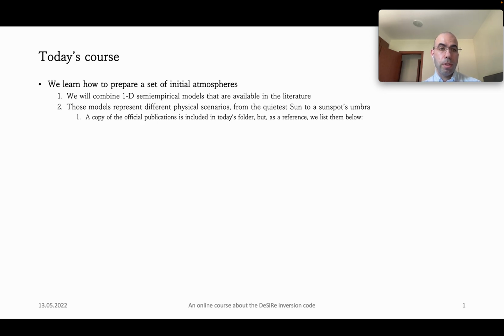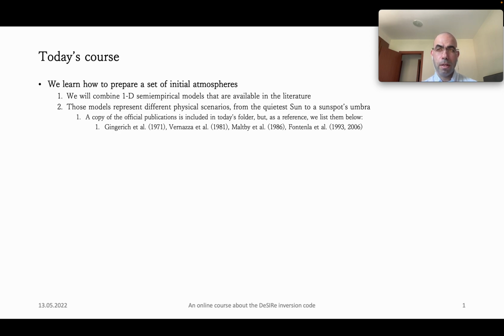Okay, so that's a copy of the official publications that we are going to use in today's folder, but as a reference I put them below. It's the HSRA atmosphere from 1971, so it's an old one, but I think it's a very good one. Then there's the Val-C model from Vernazza et al. 1981. Then we have what people call MACEL, because it's the acronym of all the authors of the paper, but it's from Maltby, 1986. This is a sunspot model.